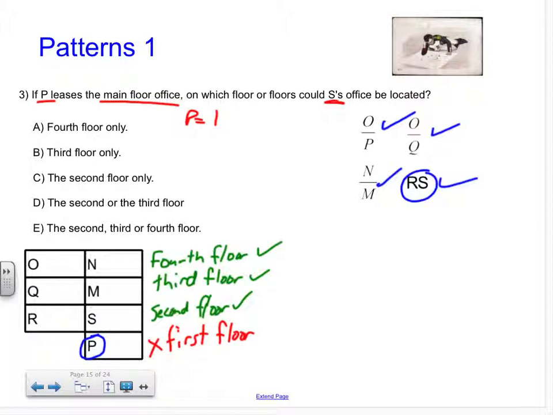All right. So we know that it's not the 4th floor only. It's not the 3rd floor only. It's not the 2nd floor only. The 2nd or the 3rd floor, well, this is true, but remember, we want to find all the possibilities, so we don't want to be missing any. So this is missing the 4th floor. So this is no good. This E is a better answer because it includes the 2nd, 3rd, and 4th floor. So this is a correct response.